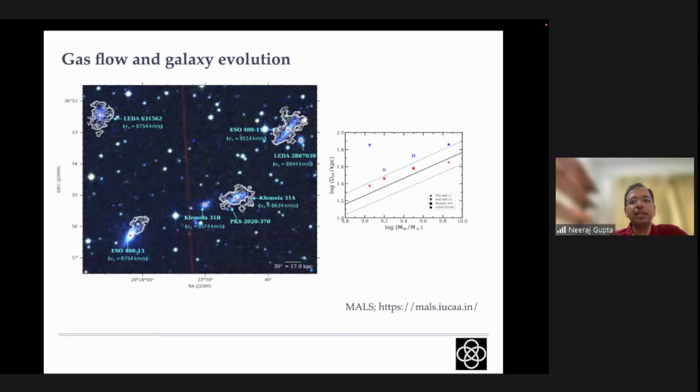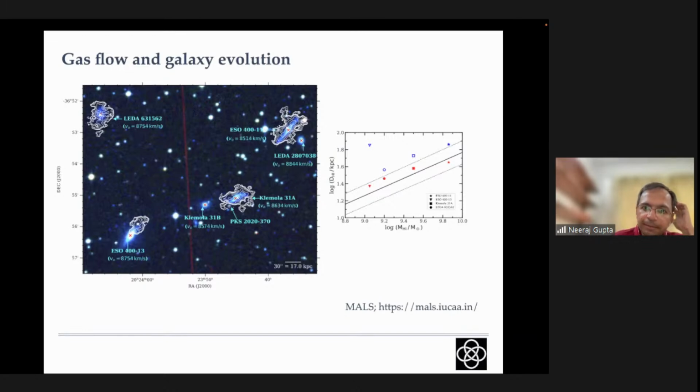To show you one example, this is an observation we carried out as part of our MeerKAT Absorption Line Survey, with the MeerKAT telescope. What you are seeing in the background is the optical image, so you can see the optical disks of different galaxies, and the contours plotted are the H1 21 centimeter signal from the galaxies. You can straight away conclude that these are not isolated galaxies. This is a group of galaxies.